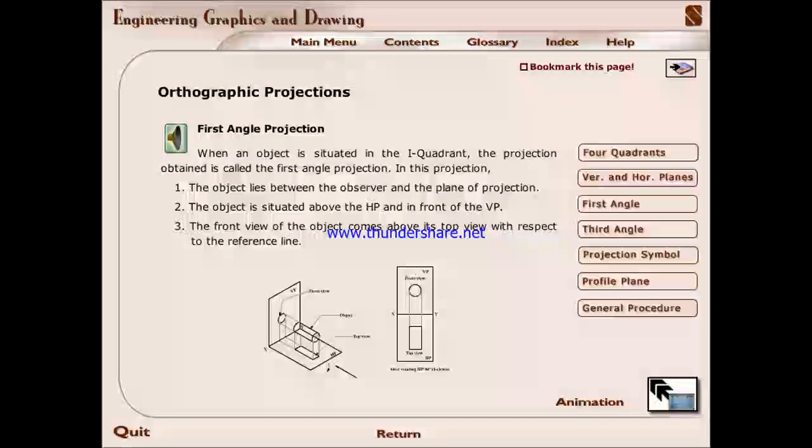First angle projection. When an object is situated in the first quadrant, the projection obtained is called the first angle projection. In this projection, the object lies between the observer and the plane of projection. The object is situated above the HP and in front of the VP. The front view of the object comes above its top view with respect to the reference line.